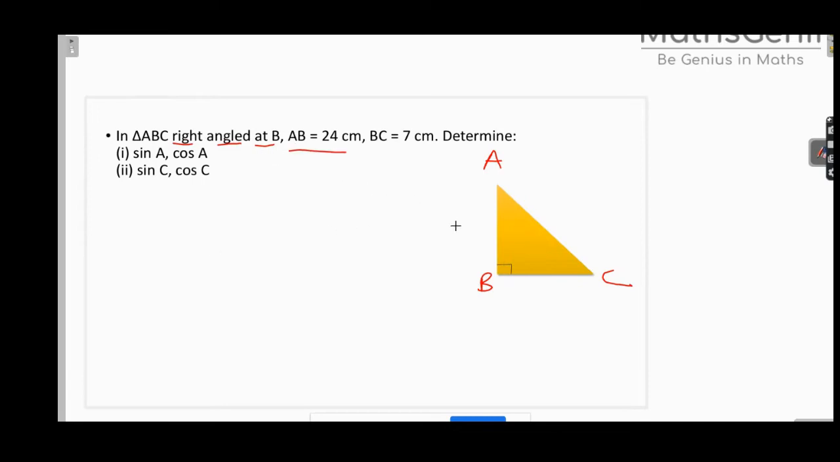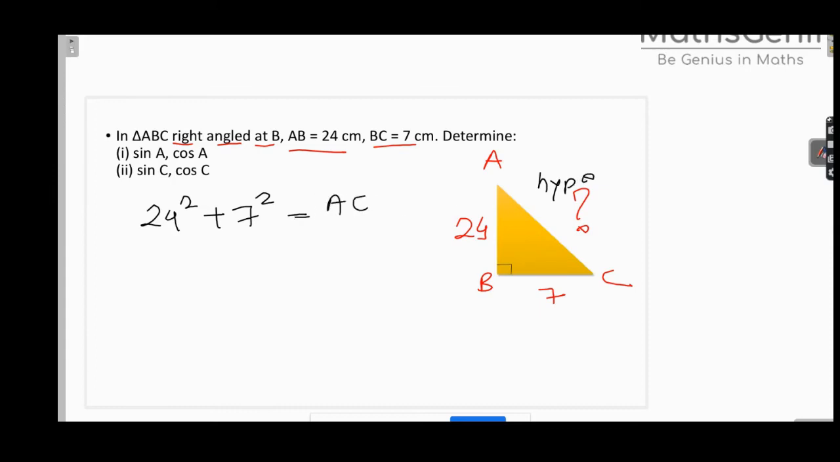AB is 24. Okay. BC is 7. Okay. He has not given me this side. I can easily find out this side using what, students? Using Pythagoras Theorem. Now let's look at the formula of Pythagoras Theorem: side 1 square plus side 2 square is equal to hypotenuse square, the side opposite to 90 degree.